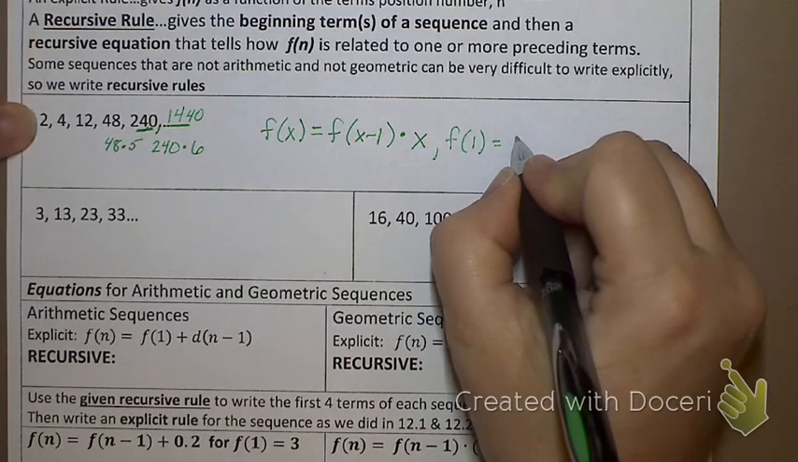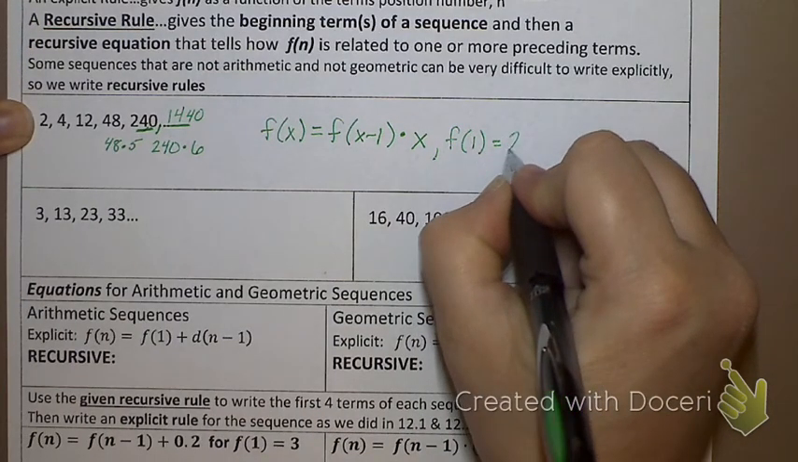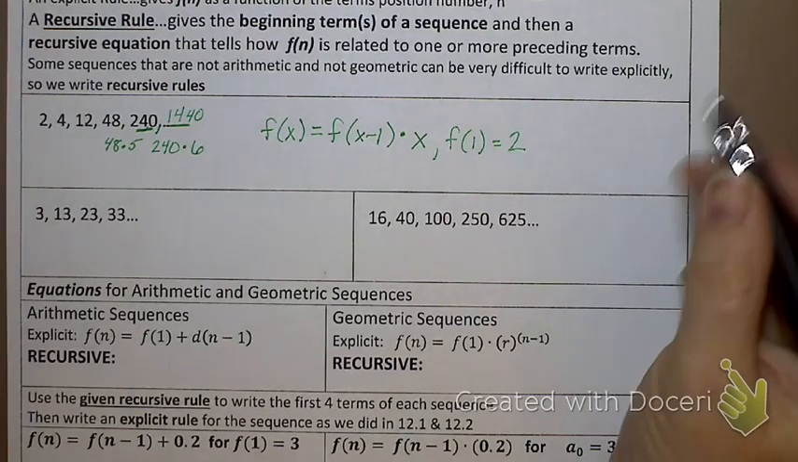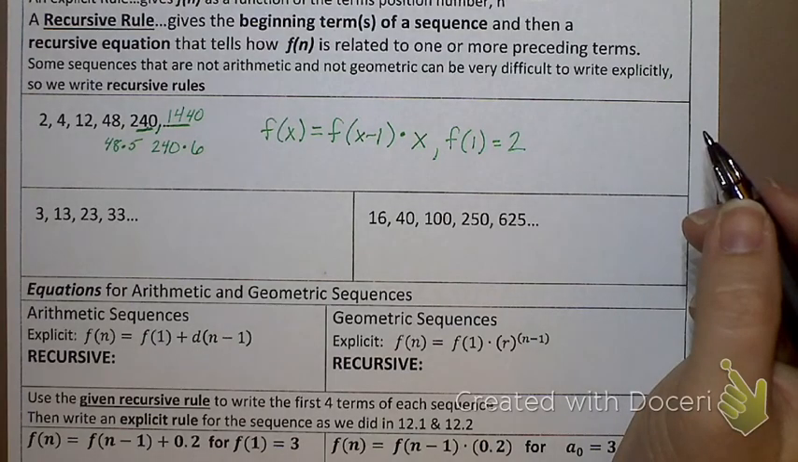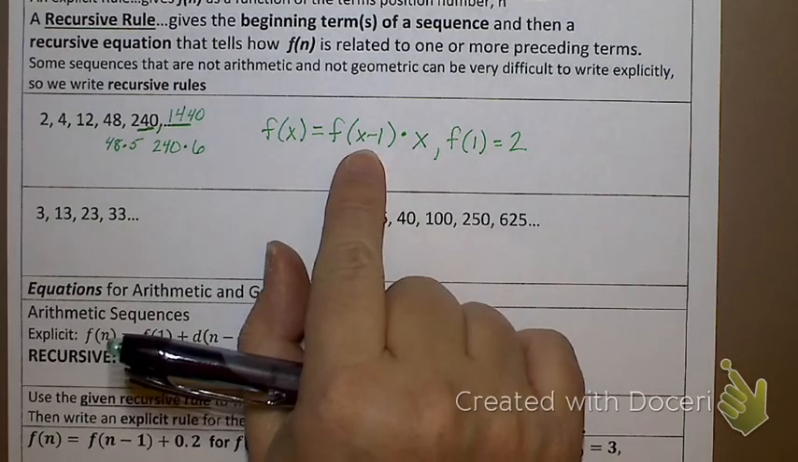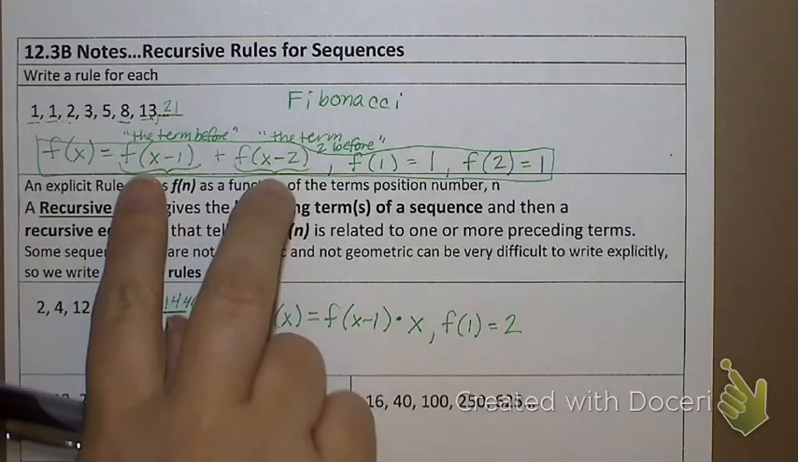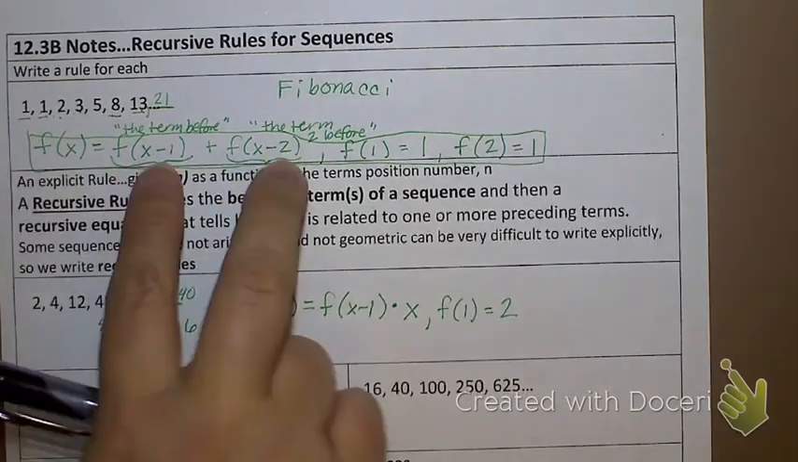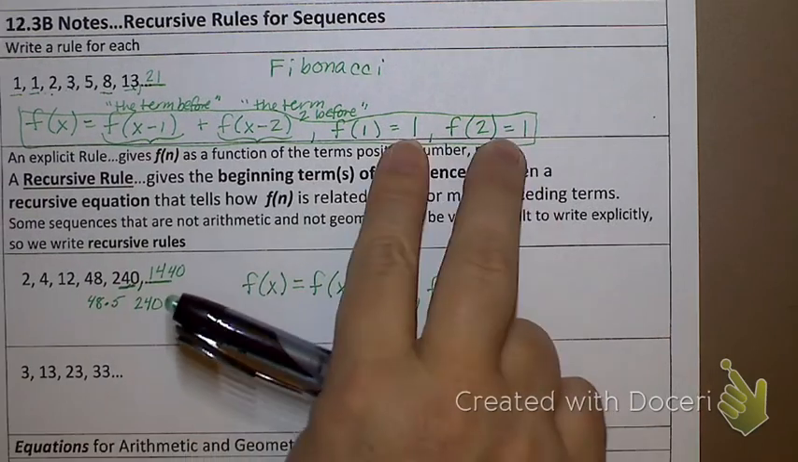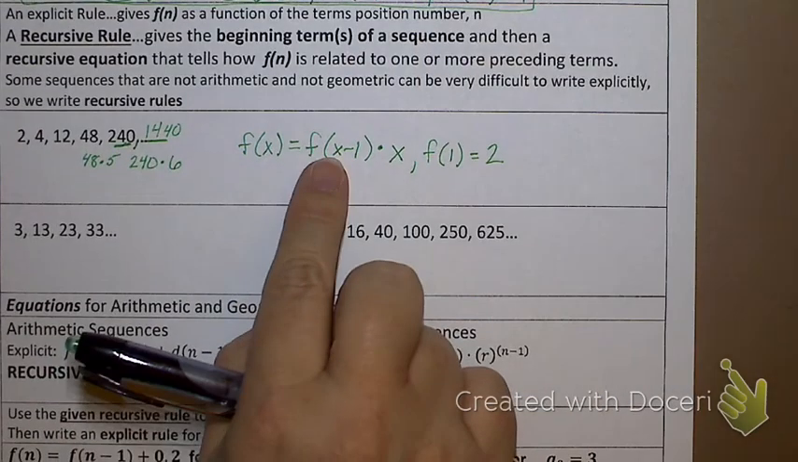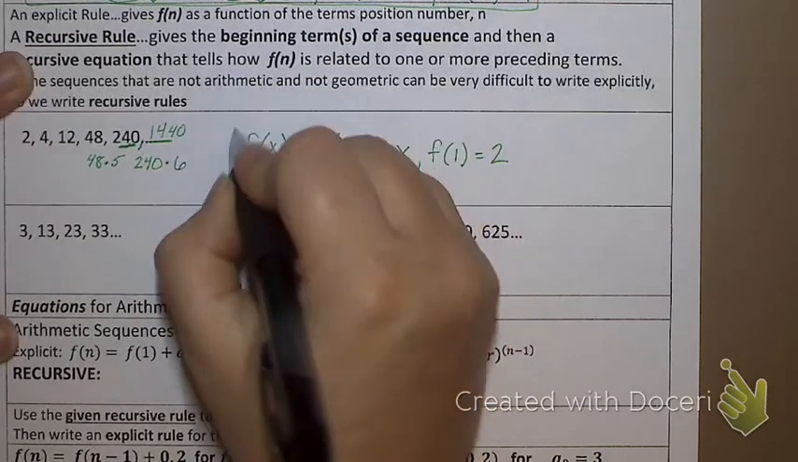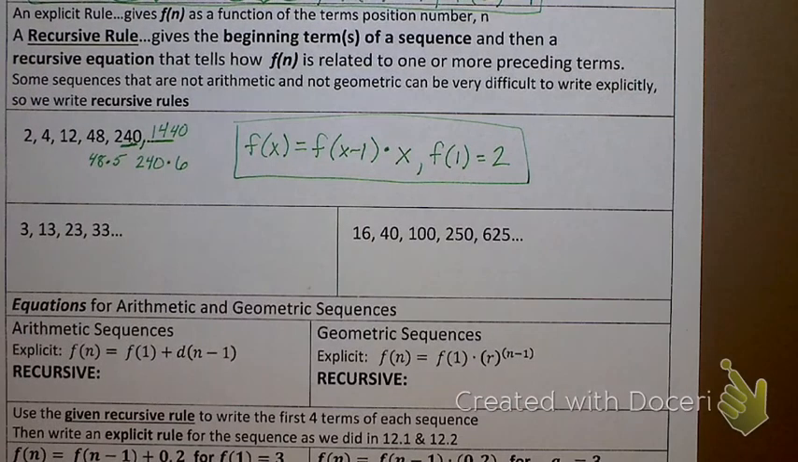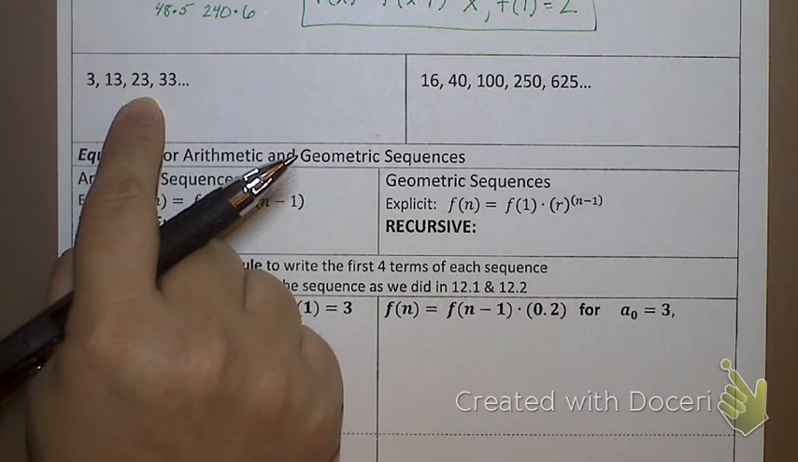What is the first term? 2. Do I need to include the second term like I did up above? Why not? I'm only using the term before. I'm not using 2 terms before. If I'm using 2 terms before, I got to give you 2 starting numbers. If I'm only using 1 term before, I only need to give you 1 starting number. And that's my rule. Kinda so-so? Okay.